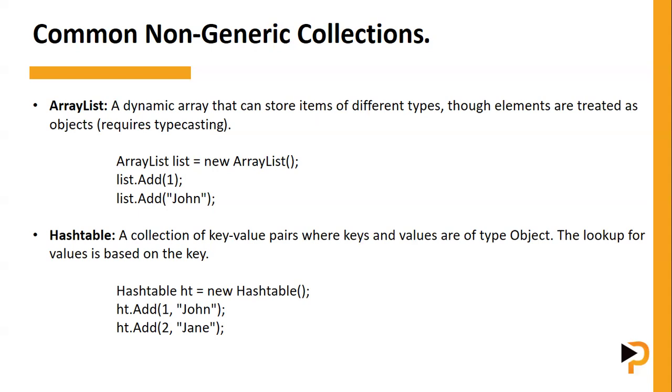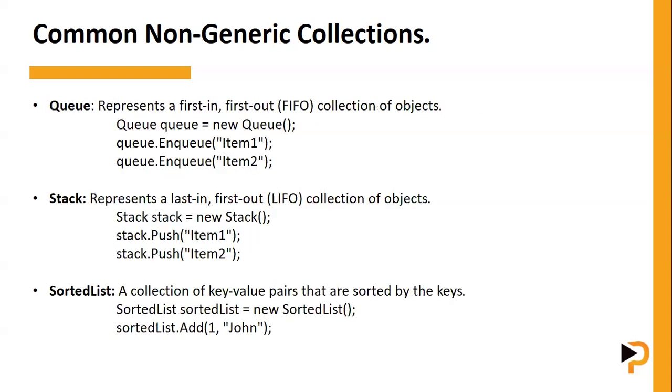Now Hashtable, a collection of key and value pairs where key and value are both objects, and we can consider the key as a lookup for the value. So a Hashtable without any type, and their key is 1, John, 2, Jane, like this. We can add it in a Hashtable. Now the next one is a Queue. First in, first out scenario. Whatever we learn in the queue data structure, it gets implemented by this Queue. And it's again inserting some values by using Enqueue.